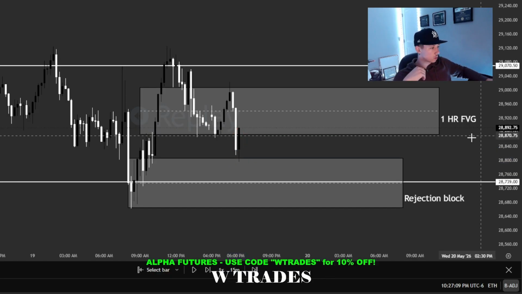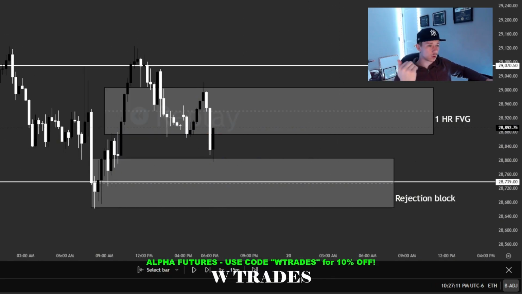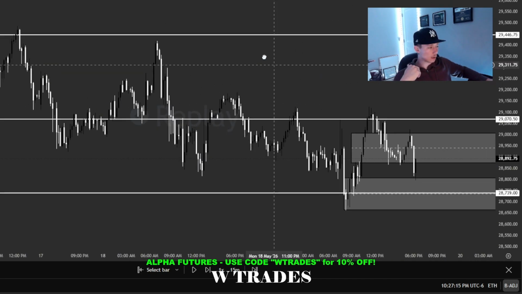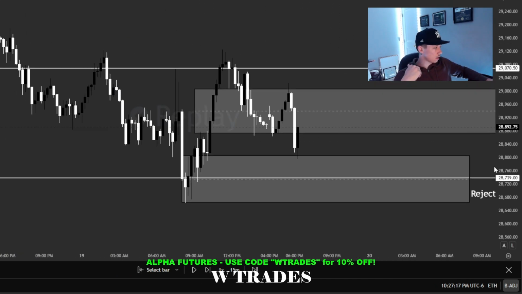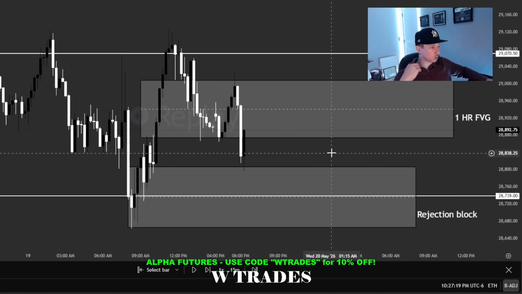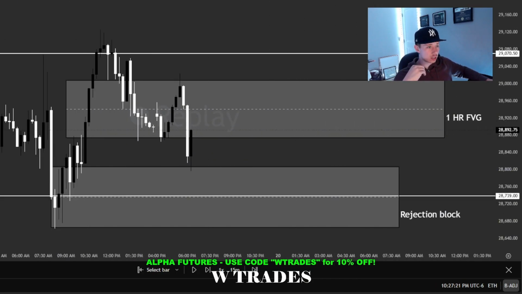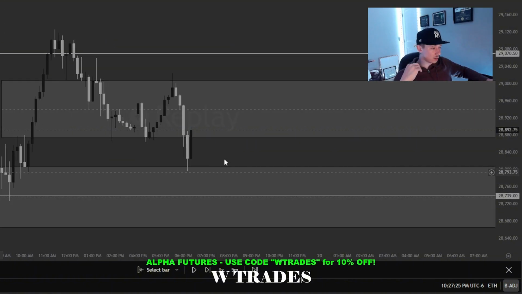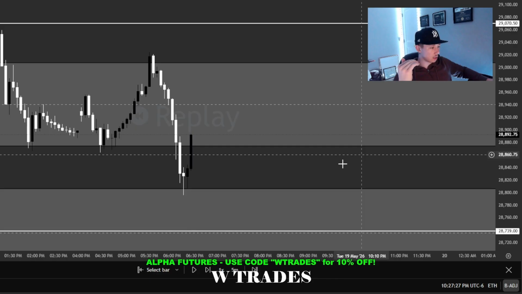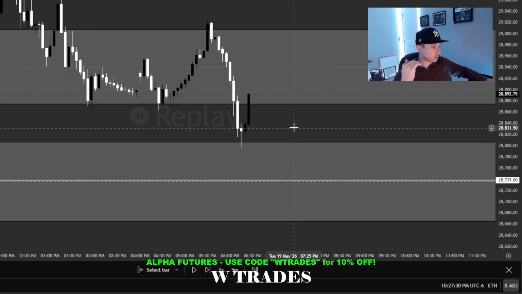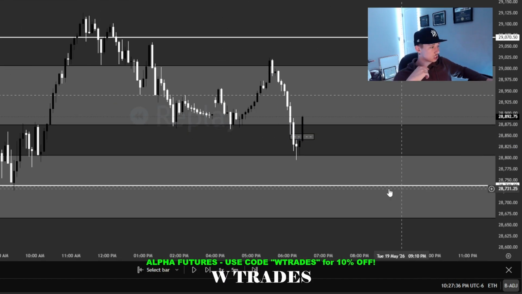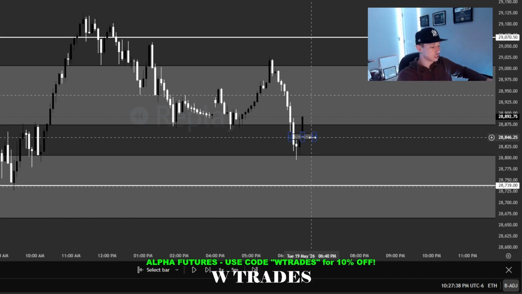So now really what we're going to be looking for is that fair value gap or inverse fair value gap to target our huge draws on liquidity we have higher, right? So now we have a rejection block, 1 hour fair value gap, and liquidity sweep. Now we're looking for that entry. Usually I want to be on either the 15-minute or 5-minute, looking for any sort of inverse fair value gap. Here, I would probably be really confident in taking this inverse fair value gap just because we got that retest of that rejection block.